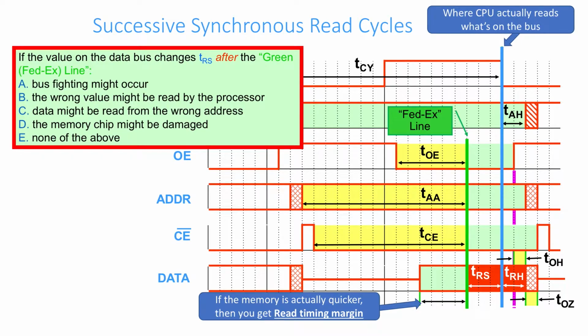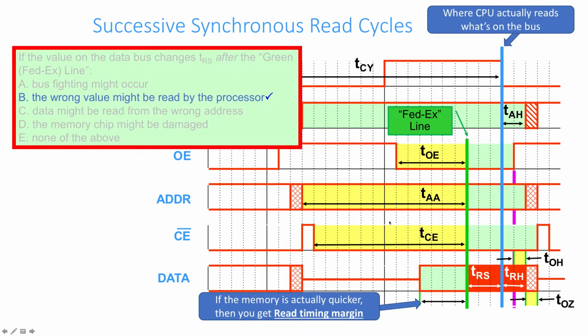The next question is, if the value on the data bus changes RTS time after the green FedEx line, what can occur? The answer is that the wrong value might be read by the processor. If you take this green FedEx line and add RTS to it, you're definitely going to violate the setup time. What this question is saying is that the data is not ready here, but the data is actually ready right here. You've by definition violated the setup time for this circuit, and it's most likely that you're going to read the wrong value in the processor.